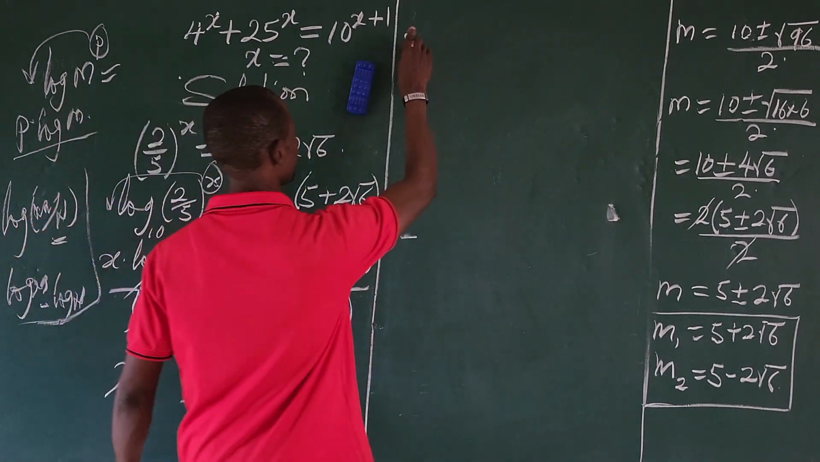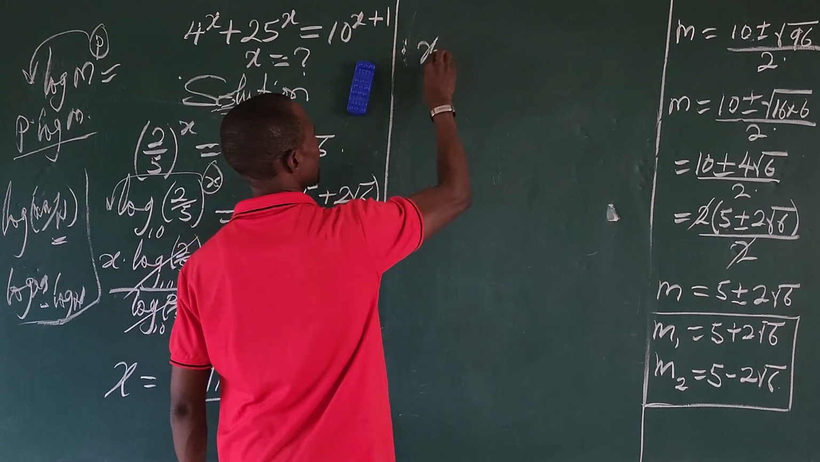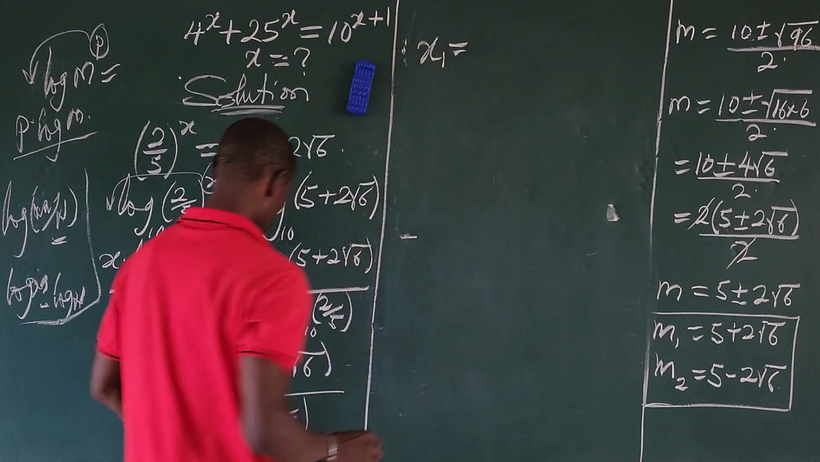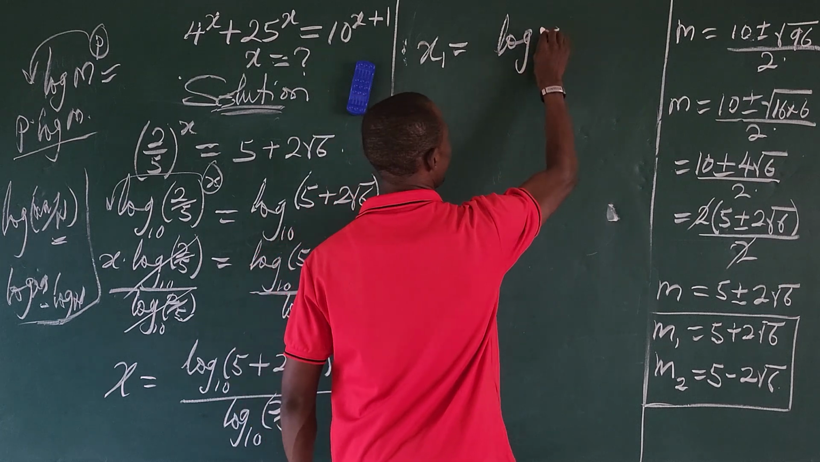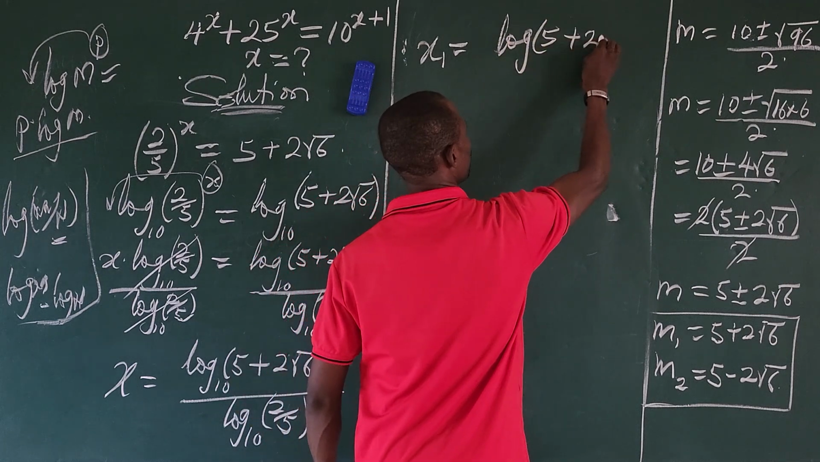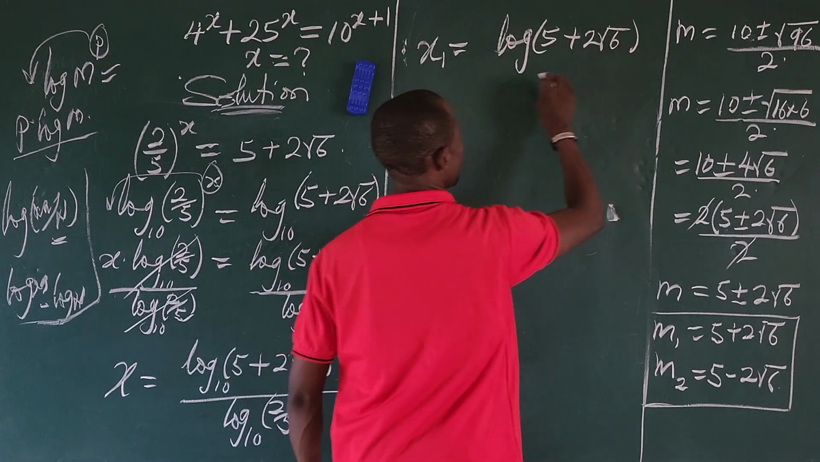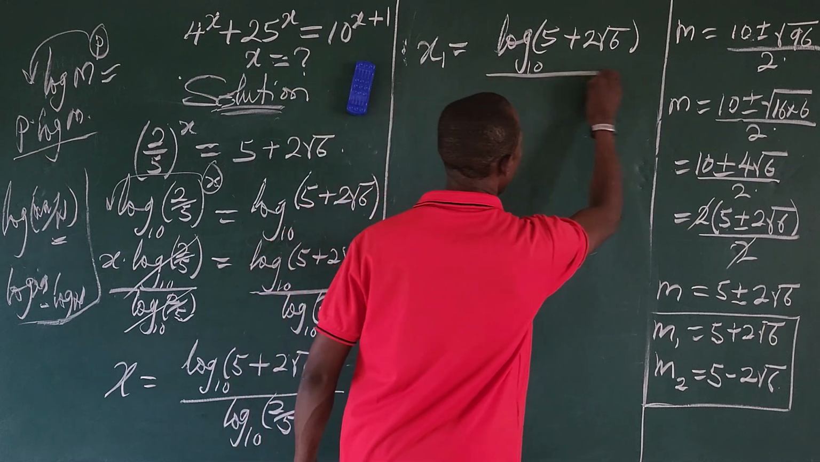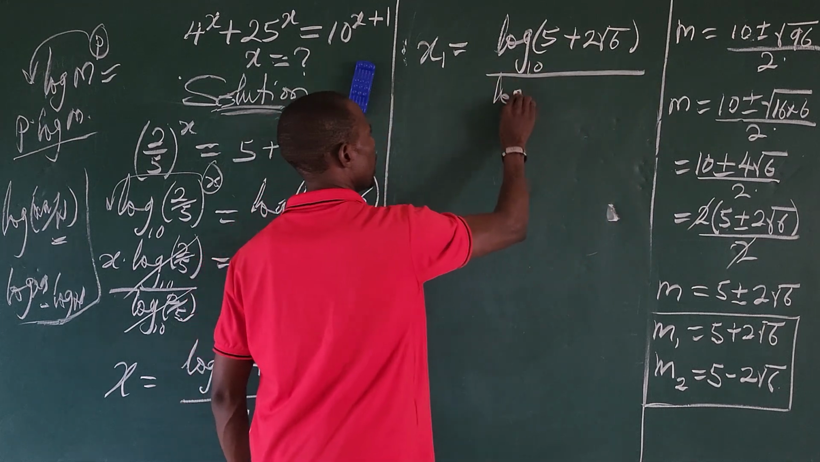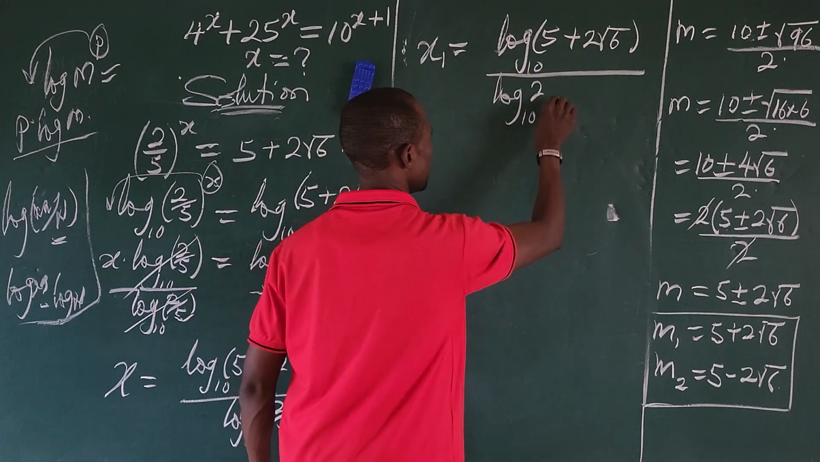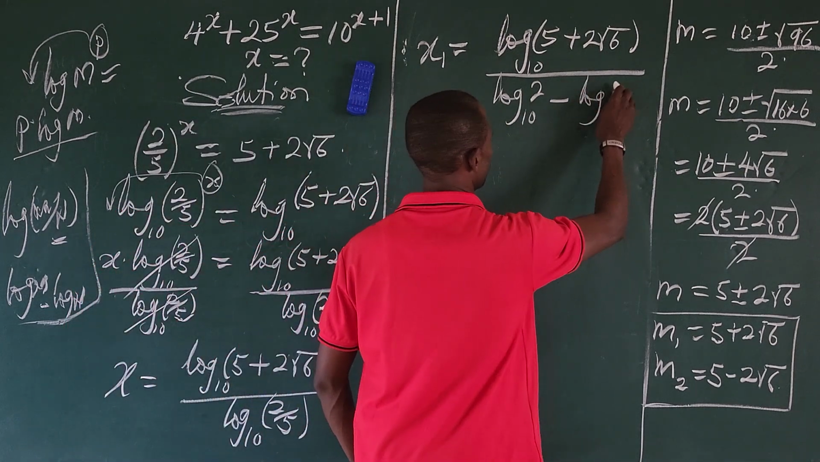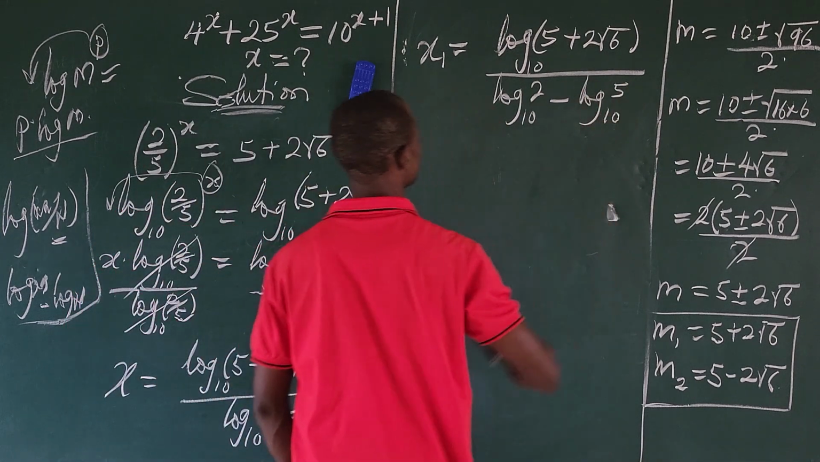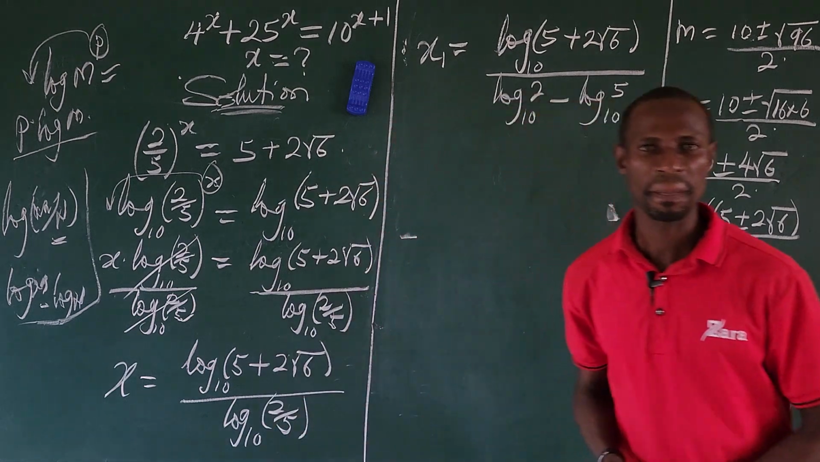From there, this is going to give us, therefore, our x1 will now be equal to, look at what we have here. So we have log bracket 5 plus 2 root 6 close bracket base 10 all over our log 2 base 10, then minus our log 5 base 10. So this is our x1.